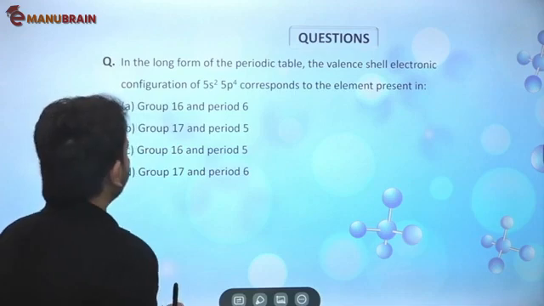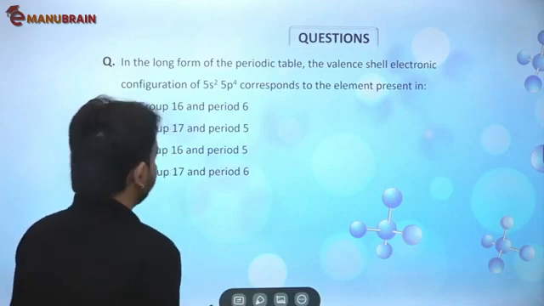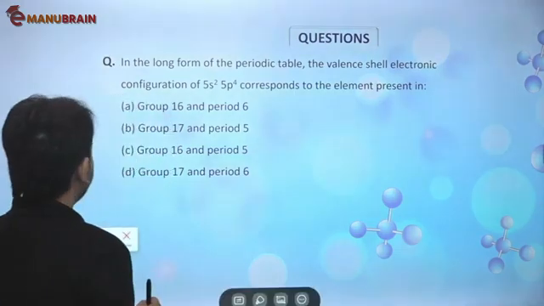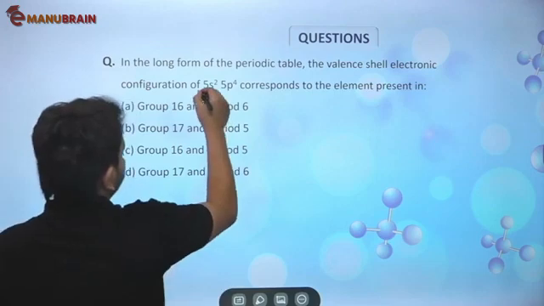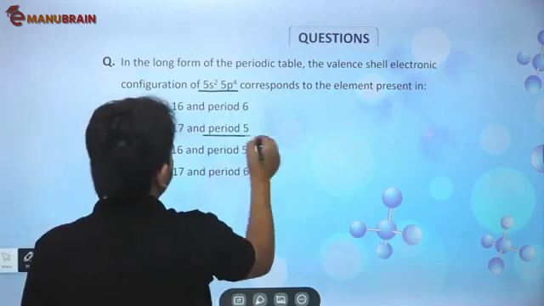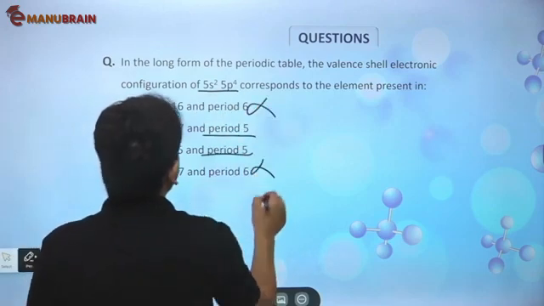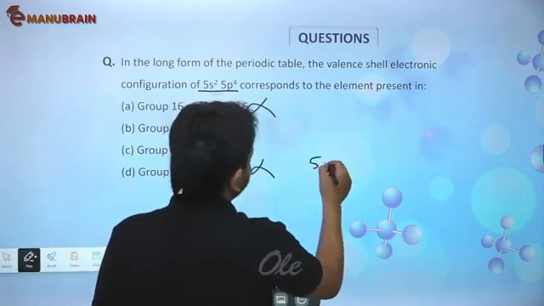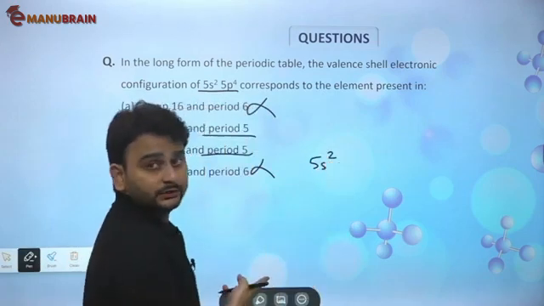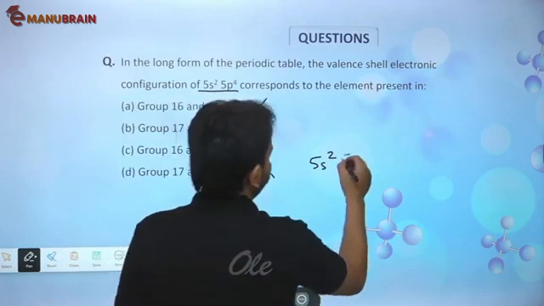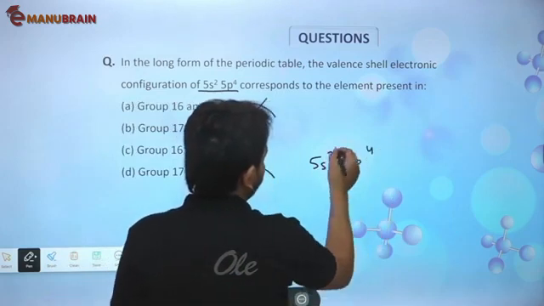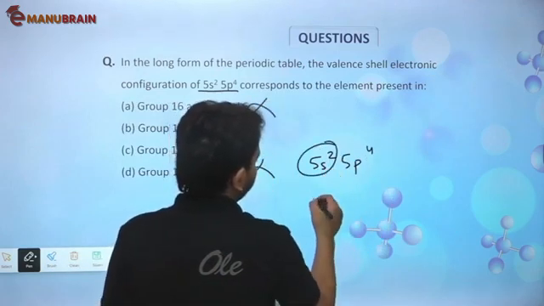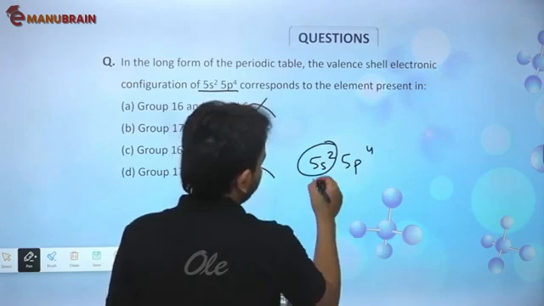In the long form of the periodic table, guys, this is again a very simple question. What you have to do over here is, this is 5s2 5p4, so definitely the fifth period. A and D are eliminated. Now once you have 5s2 going into this group, 5s2 and then 5p4, 5s2 means that it will be the first S, then the second S group.